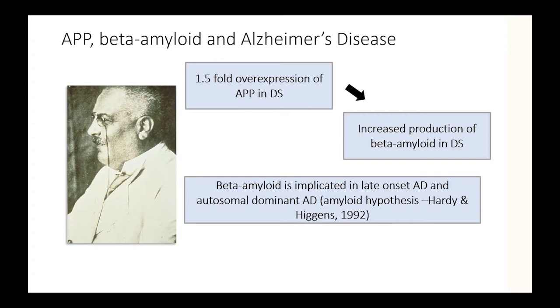Now, when I talk about amyloid and APP and Down syndrome, it does not mean I don't think other things are important, but certainly we have good evidence that APP is critically important for developing AD in Down syndrome. And if you don't have that APP overexpression, such as in a partial trisomy case, those people tend not to develop Alzheimer's disease. So it's important for this story.